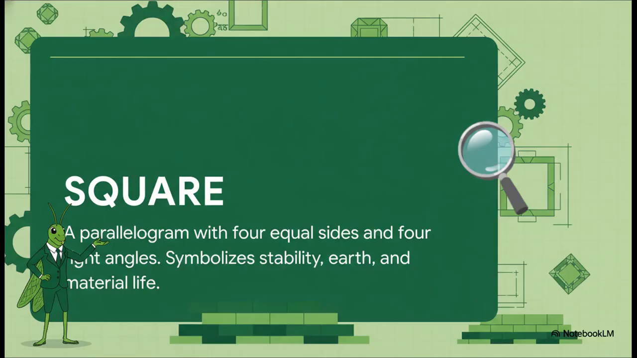Then we get to the square. Four equal sides, four perfect right angles. This shape isn't going anywhere. It feels incredibly stable, honest, and grounded. It doesn't suggest motion at all. Instead, it represents the material world, a sense of order, and things that are built to last.